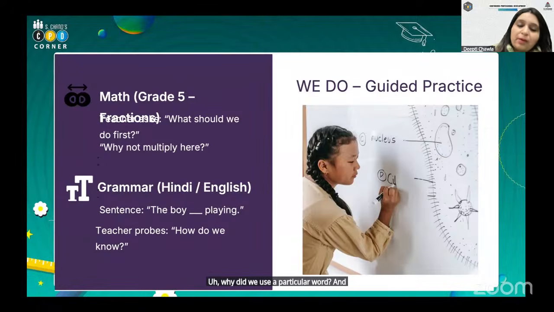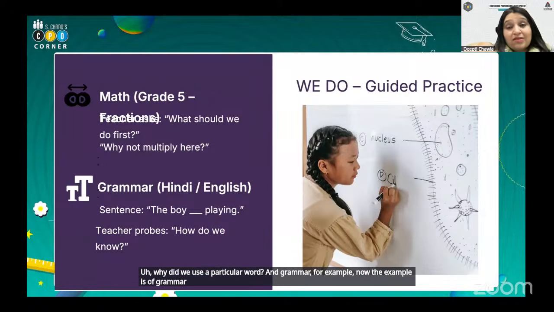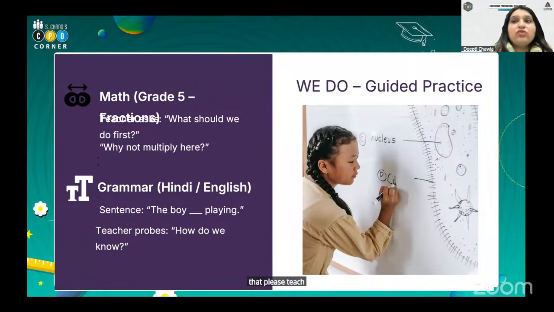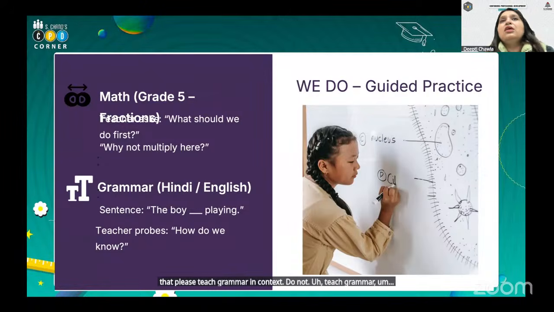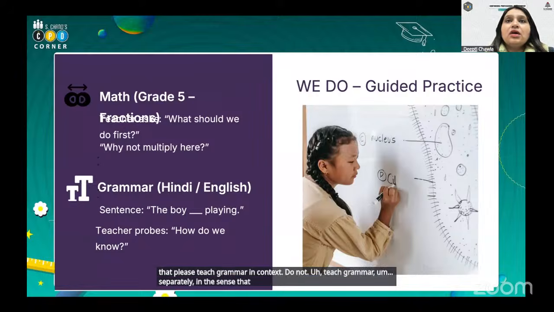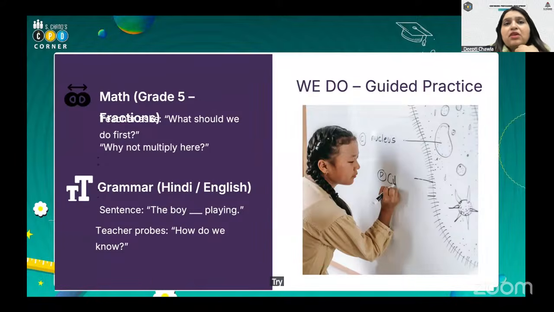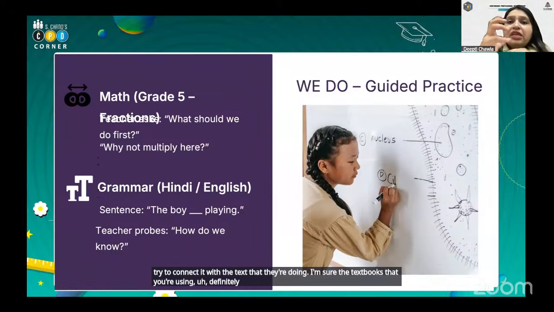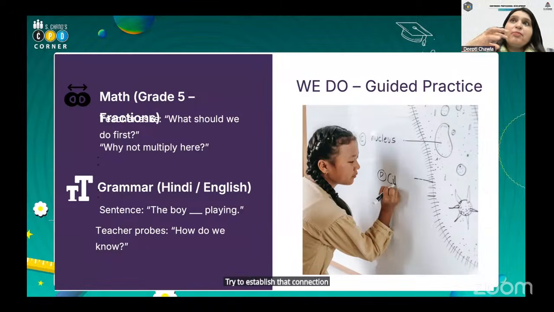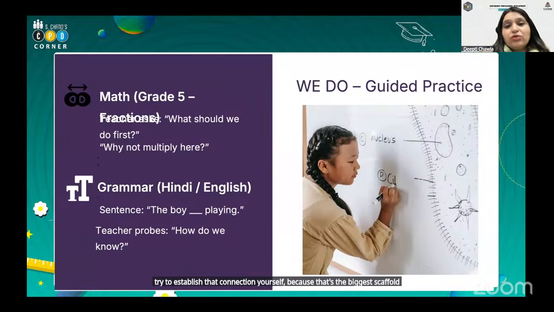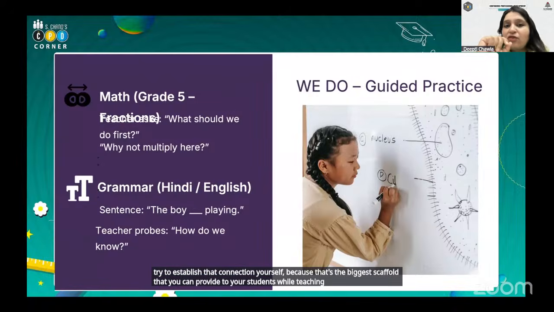And grammar, for example, now the example is of grammar, and I must insist that please teach grammar in context. Do not teach grammar separately, in the sense that do not make it a distinct or separate unit that needs to be taught in silos. Try to connect it with the text that they're doing. I am sure the textbooks that you're using definitely already have the in-text aspect. If it doesn't, try to establish that connection yourself, because that's the biggest scaffold that you can provide to your students while teaching grammar, irrespective of the subject.